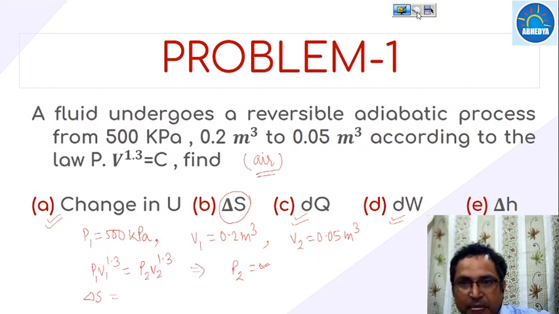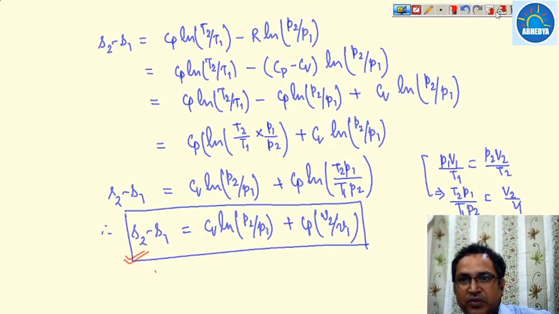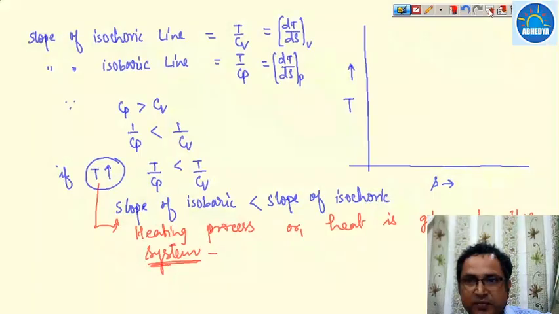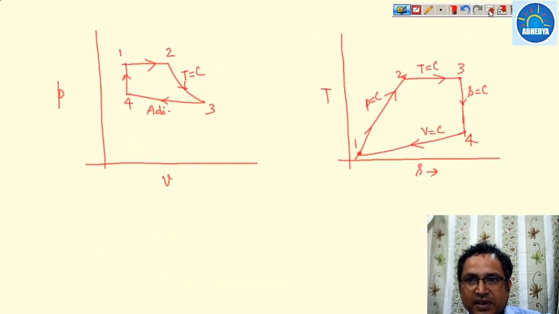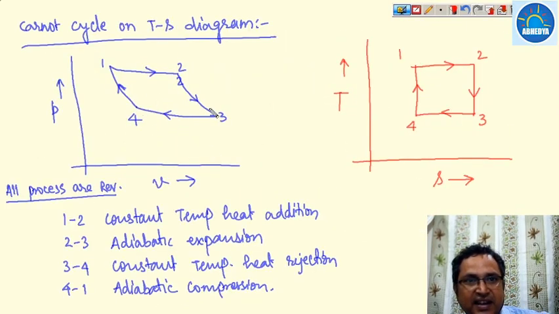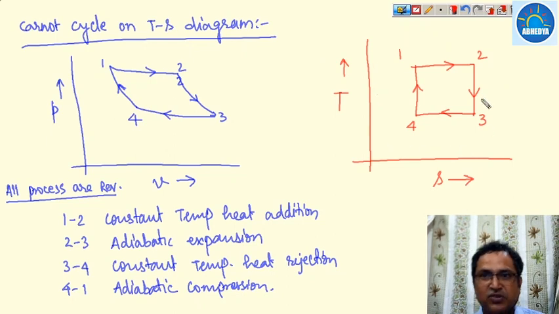Now, we were discussing the Carnot cycle, and this was the Carnot cycle. On the PV diagram, the Carnot cycle we have derived: 1 to 2 is constant temperature heat addition, then adiabatic expansion. Corresponding to this PV diagram, we have represented this Carnot cycle on the TS diagram also.